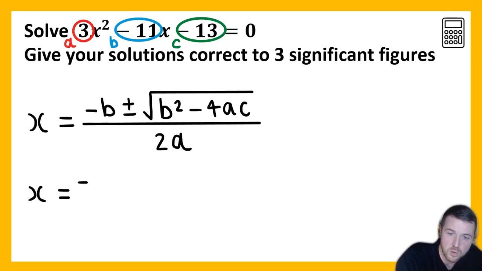So x is equal to negative lots of b, which is negative 11.